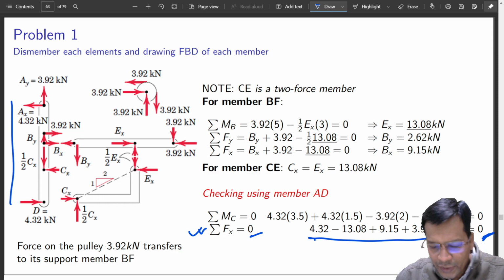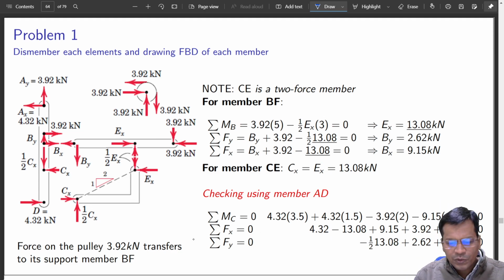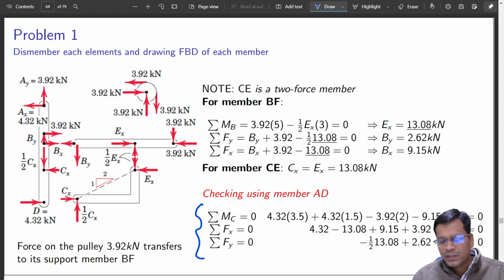So what you find, these are different approaches to check your answer, whether you have done correctly or not. That is one very good thing about frames and machines, at least. There is always a cross-check member. You always get more equations than unknowns. This is one beauty about solving machines and frames.